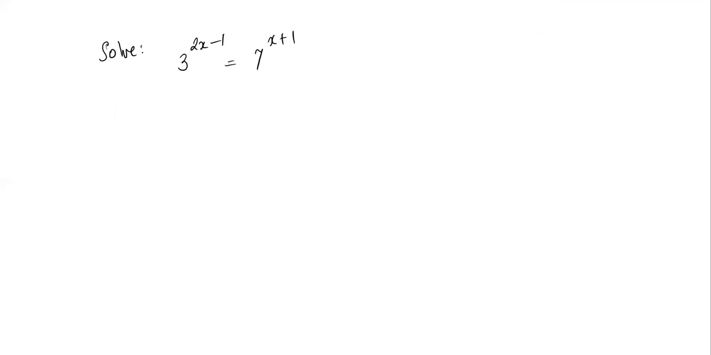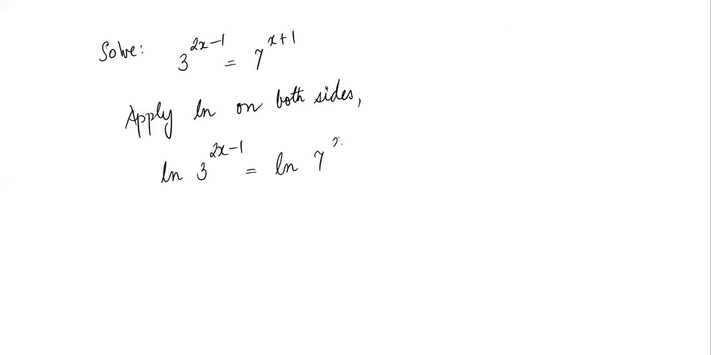For variety, I'm going to apply natural log on both sides because that's another equivalent logarithmic function that you could use the calculator for. Apply ln on both sides. ln 3 power 2x minus 1 equals ln 7 power x plus 1. And this was a very good example where you could not use the conversion. And so method 2 is the way to go.